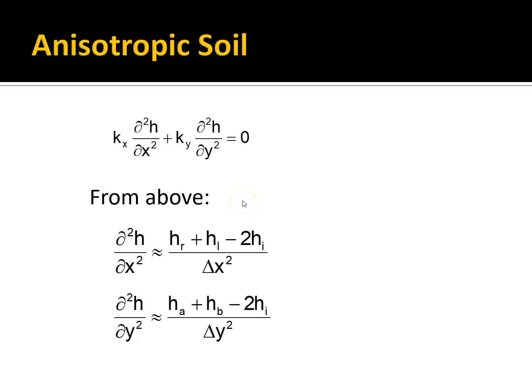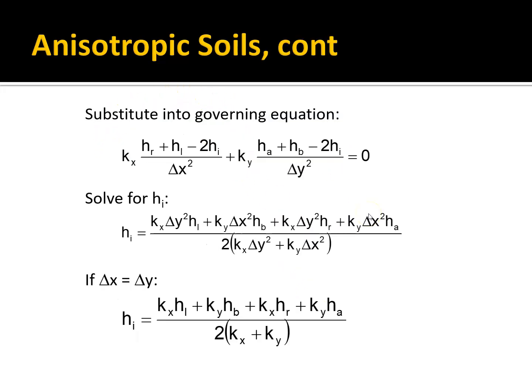From our earlier derivation in part 1 of our videos, we showed that the second derivative of head with respect to x can be approximated using this equation, HR plus HL minus 2HI over delta x squared. The second derivative in the y direction is HA plus HB minus 2HI over delta y squared. So we simply plug these two terms into this equation, and here's our governing equation based on these finite difference approximations of the derivatives.